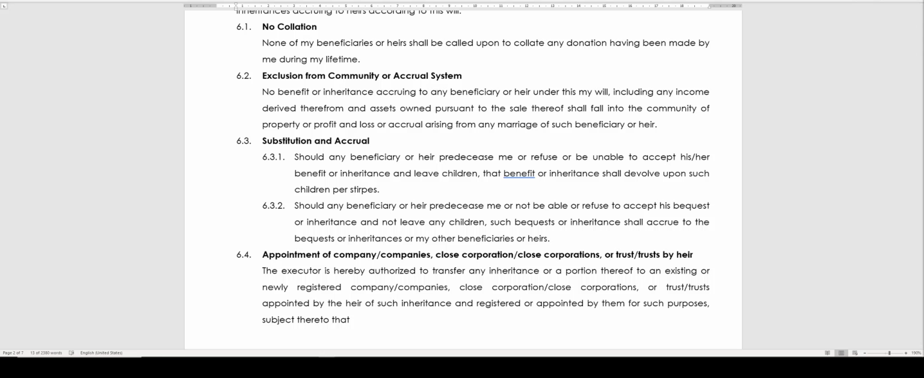Exclusion from community or accrual system. This clause ensures that only the beneficiaries nominated in your will benefit and not any spouses of them, for example, your son-in-law or your daughter-in-law, even if they are married in community of property or with the accrual system.